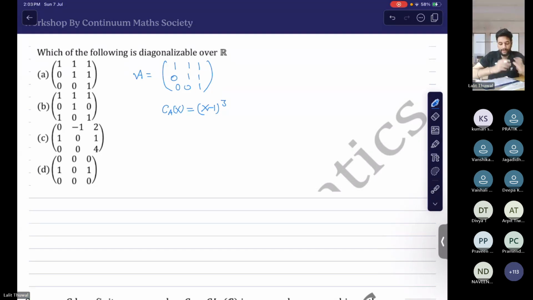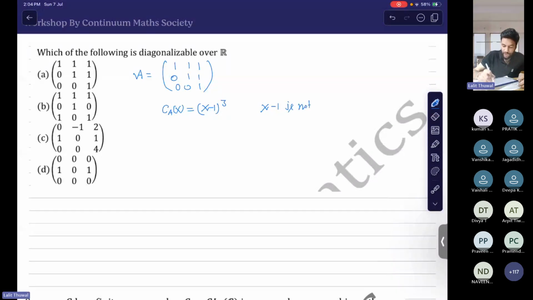There are ways to know when a matrix is diagonalizable. There are 3 or 4 theorems; you must have learned about them in the last days. Here, the easy way is to see what the minimal polynomial of this matrix is. First of all, it will be a factor of the characteristic polynomial, because the minimal polynomial divides the characteristic polynomial. So x minus 1 is not the minimal polynomial.